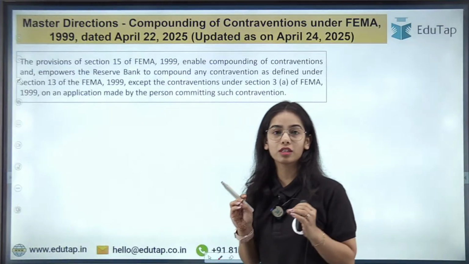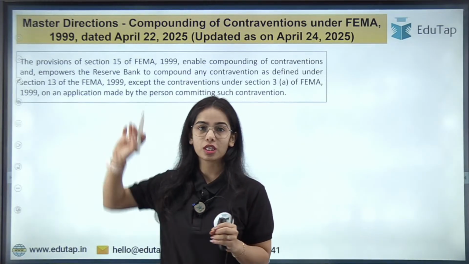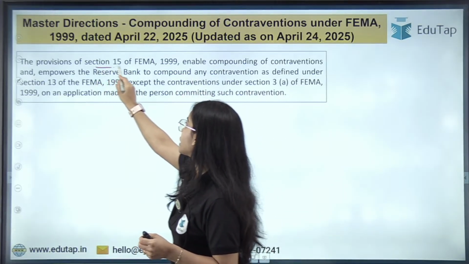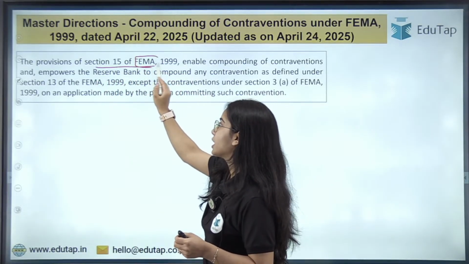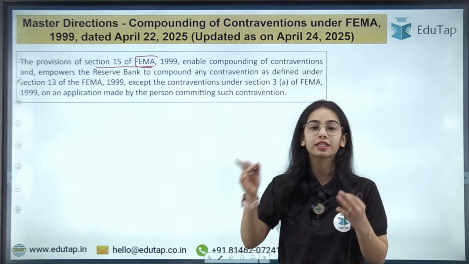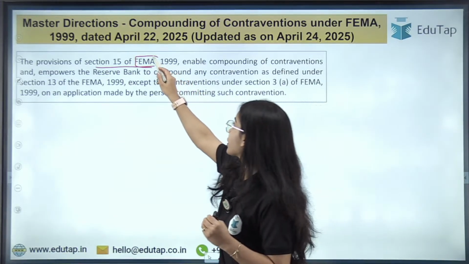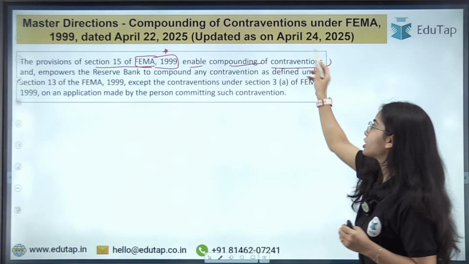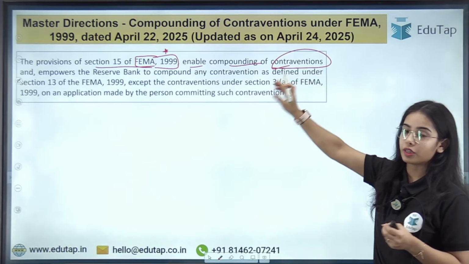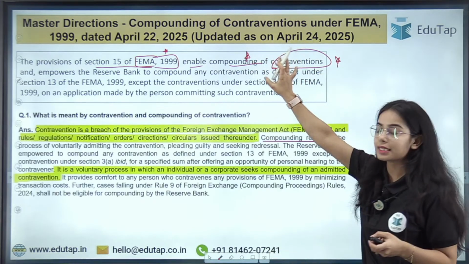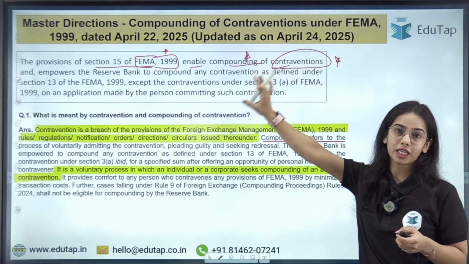Now starting with the topic, first of all, the provisions. The master action we are going to discuss is under the provision of section 15 of the Foreign Exchange Management Act. I hope you all know that there is the Foreign Exchange Management Act of 1999. Section 15 of this act enables the compounding of contravention. Now the terms are very difficult. What is a contravention? What is compounding? So first let's understand the terms, that is contravention and compounding.